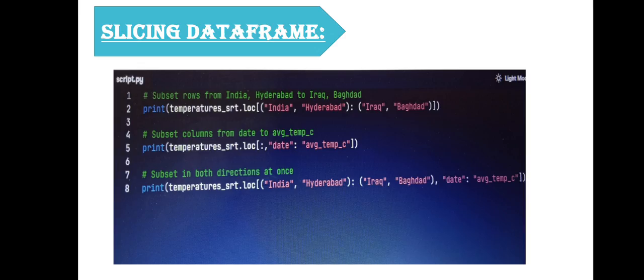Then slicing data frame. In slicing data frame, subset rows from India, Hyderabad to Iraq, Baghdad. Print temperatures_srt.loc from India, Hyderabad to Iraq, Baghdad. Then subset columns from date to avg_temp_c. Then subset in both directions at once.